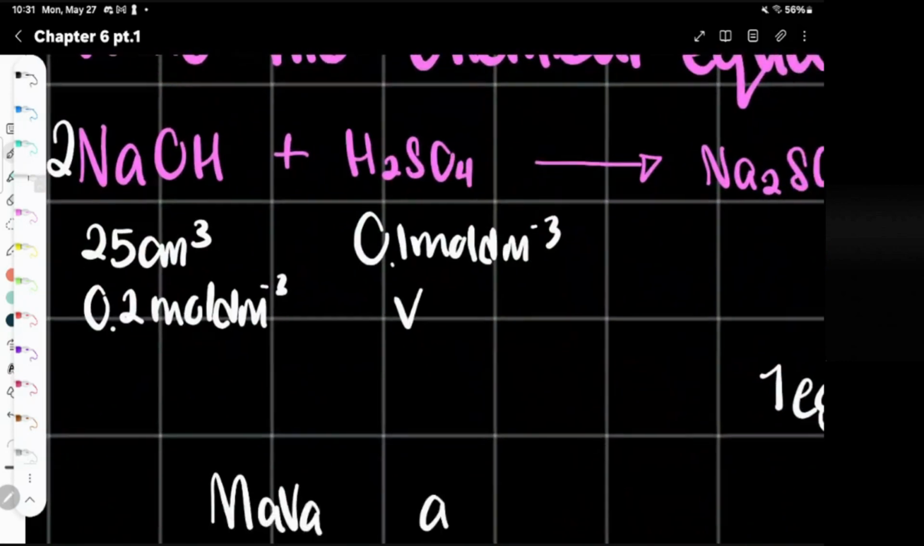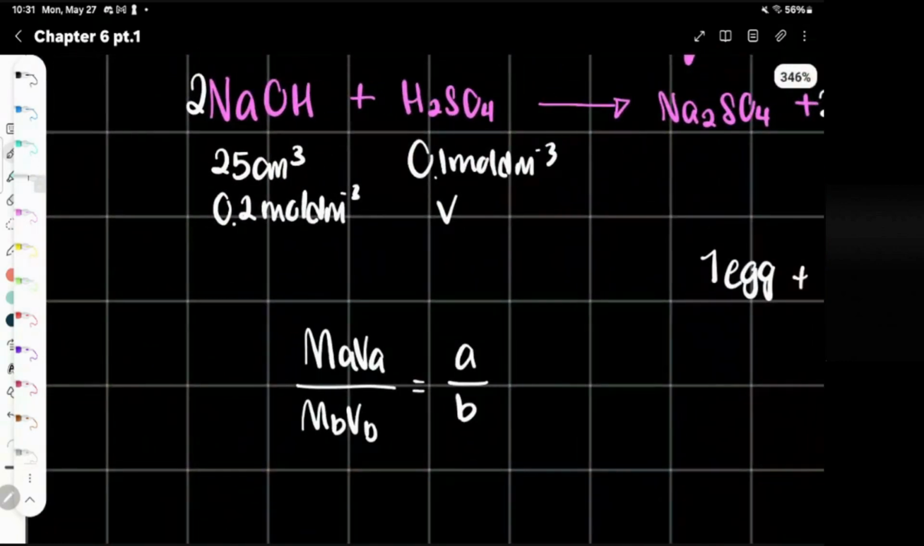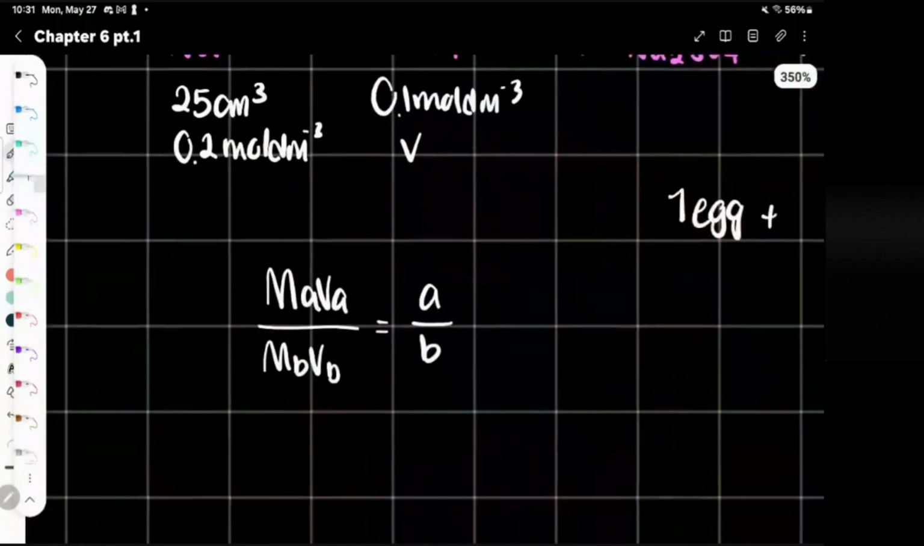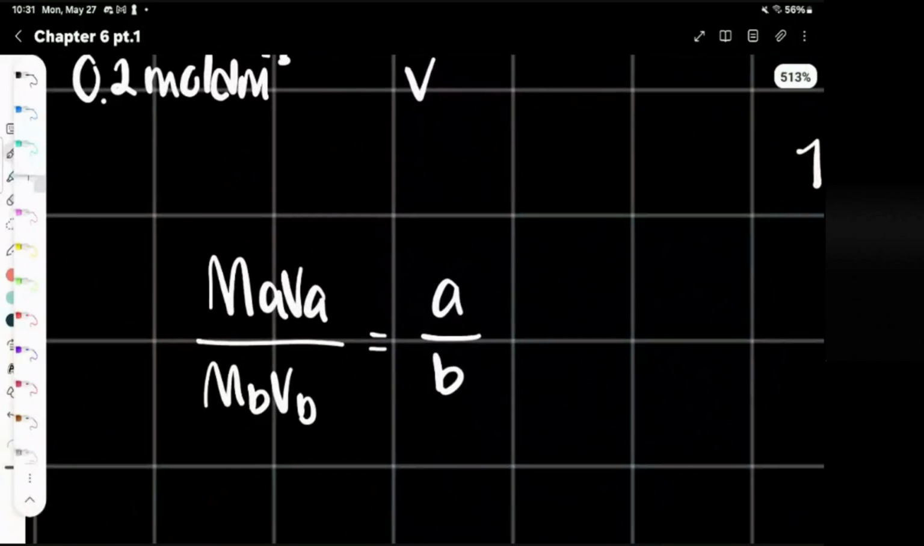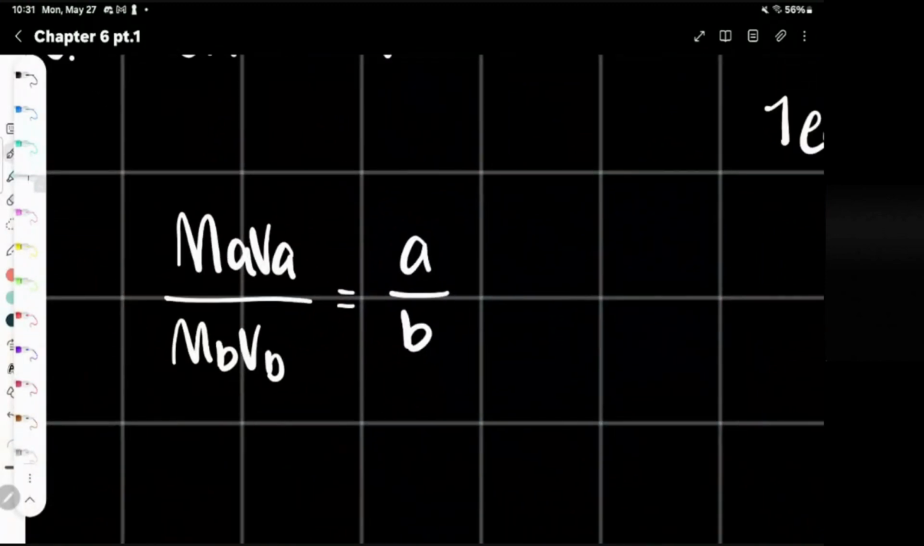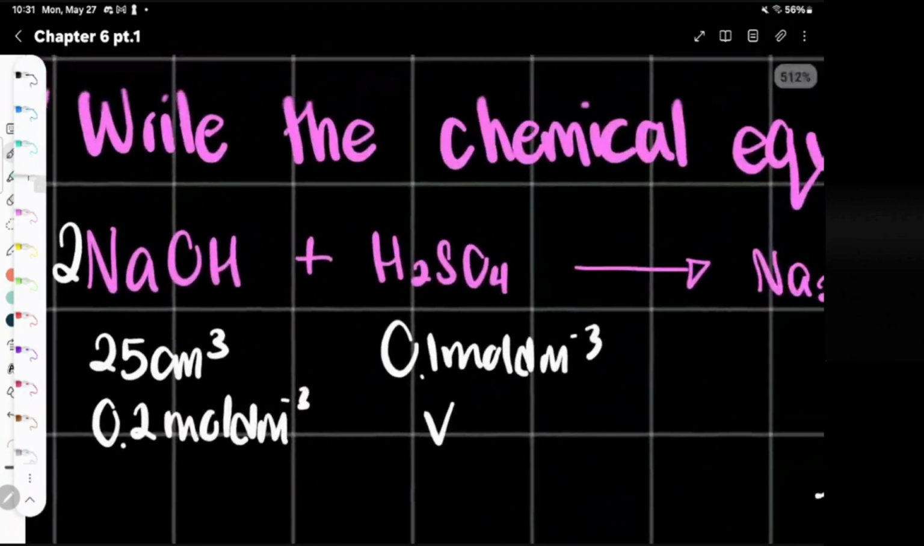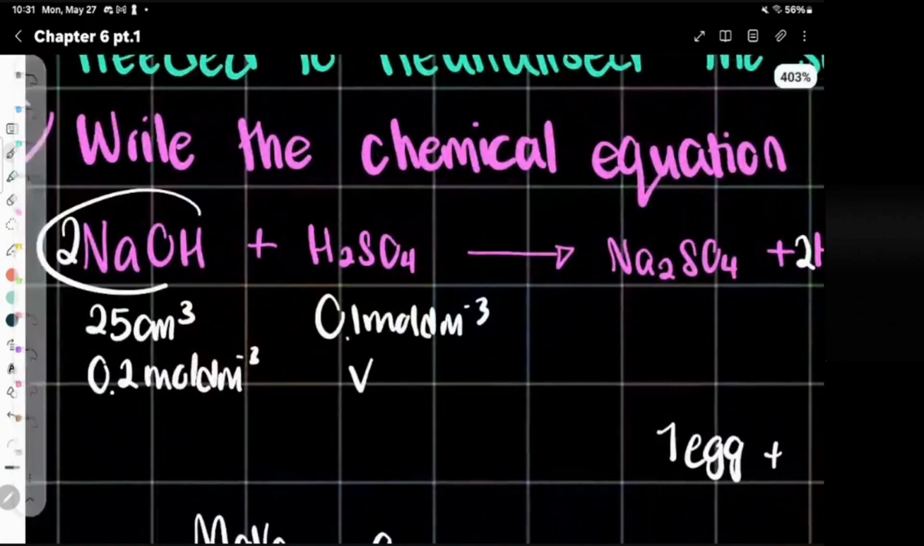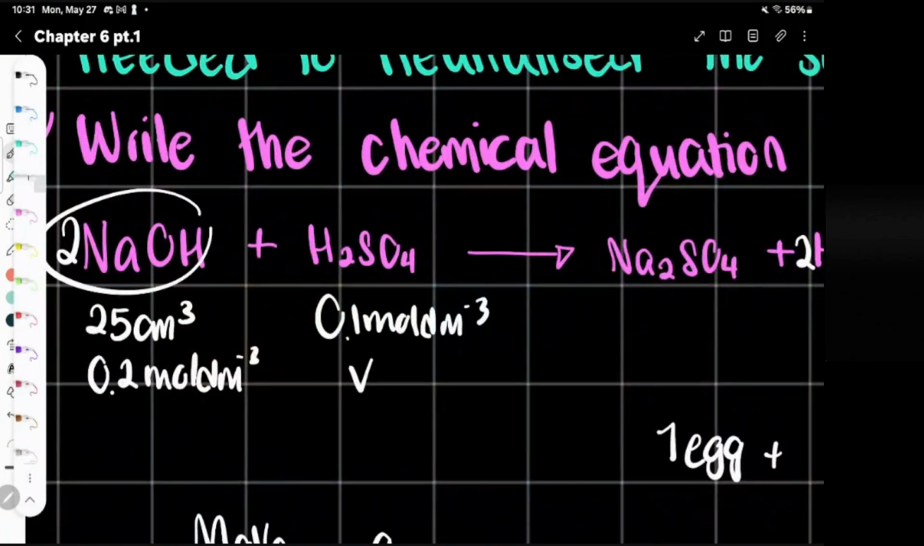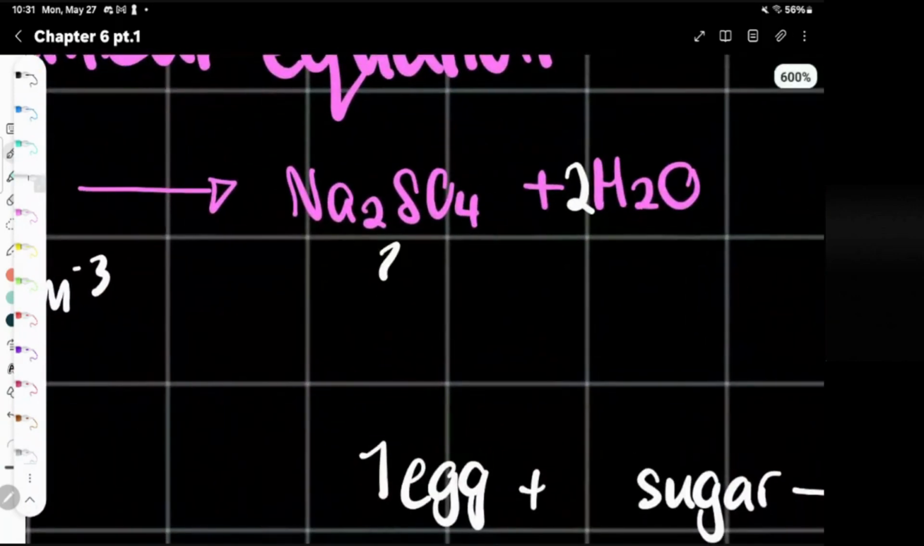So number is 2, right? So we can use this formula. Let me just go one by one. You have to compare 2 things, right? So which thing are we comparing? Do we compare for example sodium hydroxide with this thing here? No, we don't. Why? Because we don't have any value here. What is the V here? What is the M here? We don't know, so that's why we don't compare them.